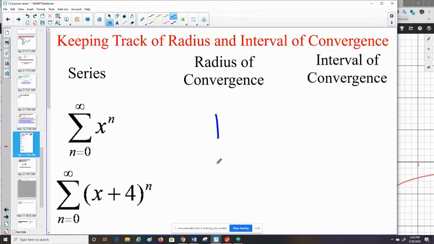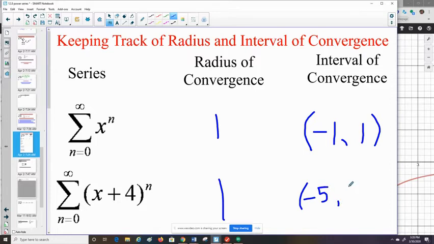And so my radius in this case is just 1. For both of these functions, it was just 1. But then my interval of convergence, I'll say this was from -1 to +1. And then for the one that was shifted over by 4, this was going from -5 up to, let's see, that must have been going to -3. I'm putting parentheses on here because at those endpoints, -5, -3, or -1 and 1, we would have an alternating series that has terms that are not going to 0, so it would not converge for those values.